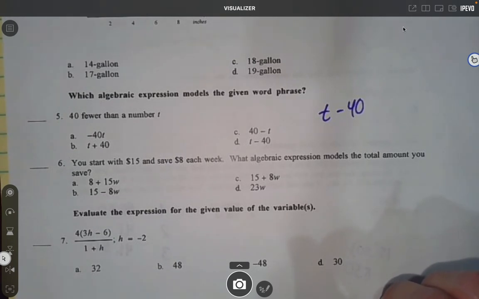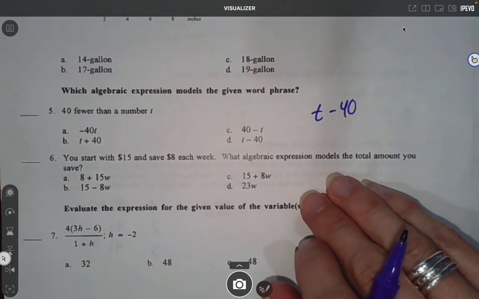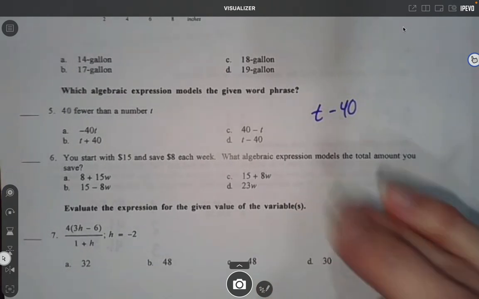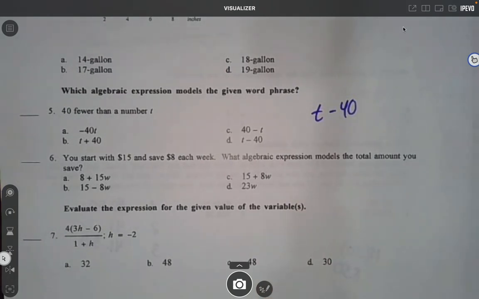This one, I don't see on there, but we're still going over it because we have time. You start with $15 and you save $8 a week. Which one does that look like? C. I wish that one was on there, but oh, it is on there. I lied. So you start with a certain amount and you save a certain amount a week. This one was C. Do we understand this one? Yes. All right, it is on there. So we're done with all 4 of those.